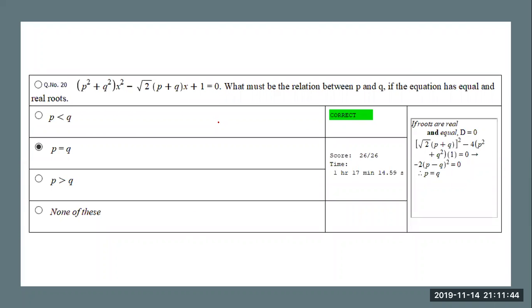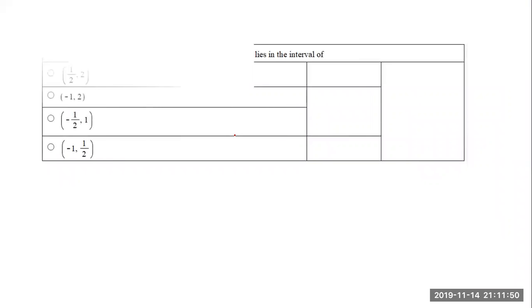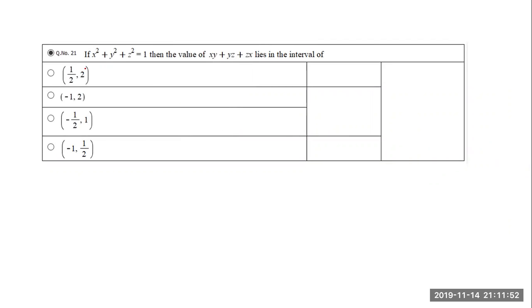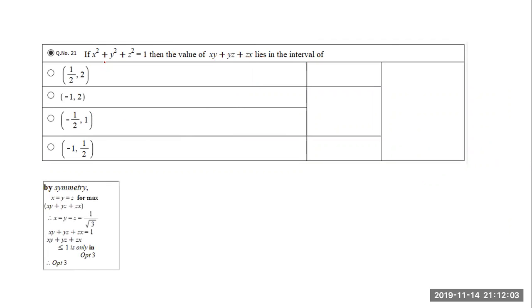The previous questions you forget, because that answer given by the textbook is wrong in my opinion. Now, what is the answer for this? If x squared plus y squared plus z squared is equal to 1, then the value of xy plus yz plus zx lies in the interval. We will see how we are going to do it. We will have to see the interval, so we will see the maximum value it will take.